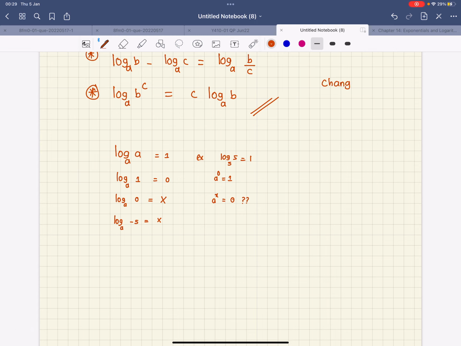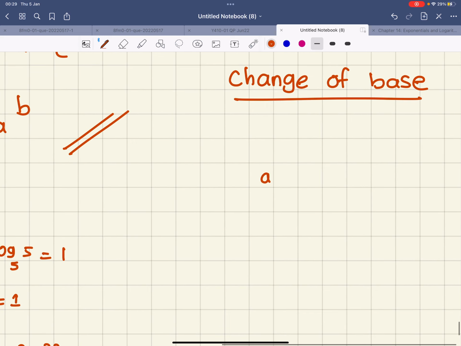Change of base. Let's say I have a to the power of b is equal to c. In this case, I'm going to take log on both sides, like I mentioned previously. But I do not want to take just log with the base 10. In this case, I'm going to take log_a on both sides. And if I take log_a on both sides, I'll have log_a of a to the power of b is equal to log_a c.